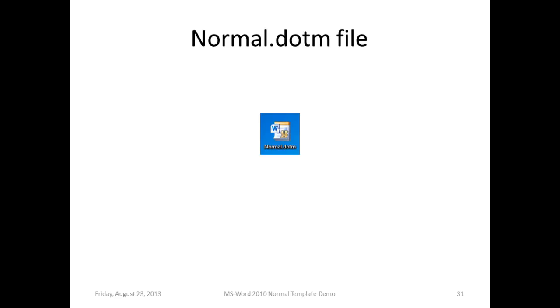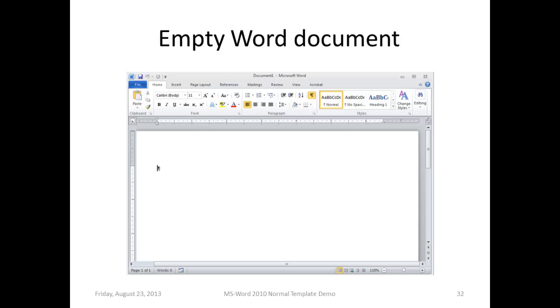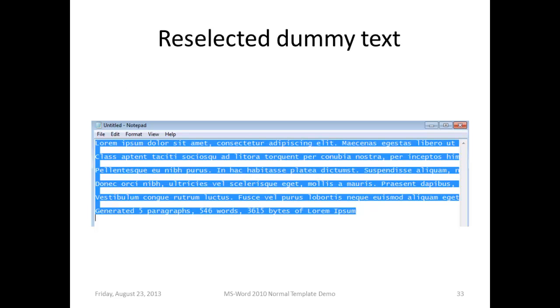Double-click the Normal.m file that you have in your tutorial demo folder, and that will invoke Microsoft Word with factory fresh underlying default styles. This empty Word document should be expanded so that you can see all ribbon elements, tabs, groups, buttons, and drop-downs. Make sure they're fully visible in your window.